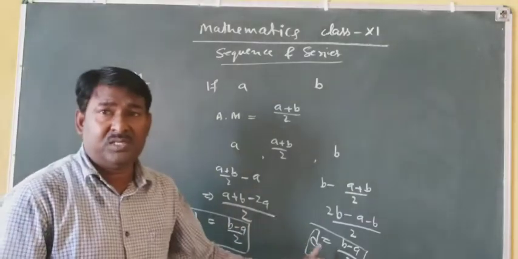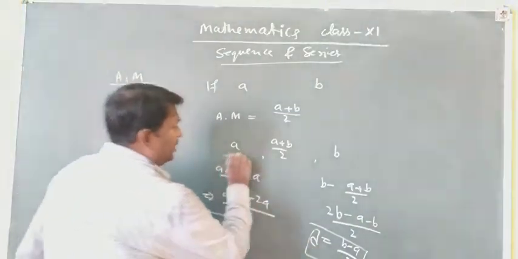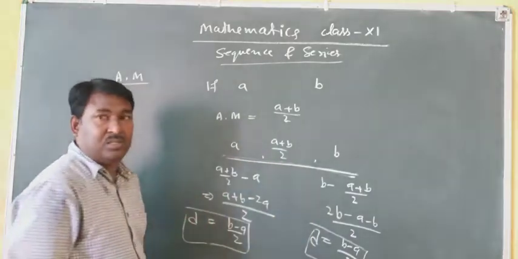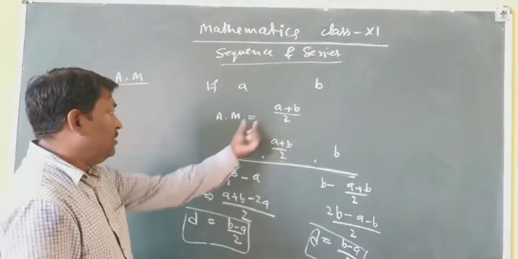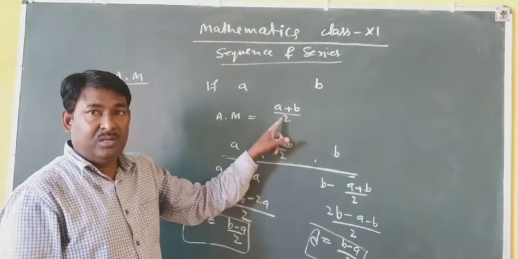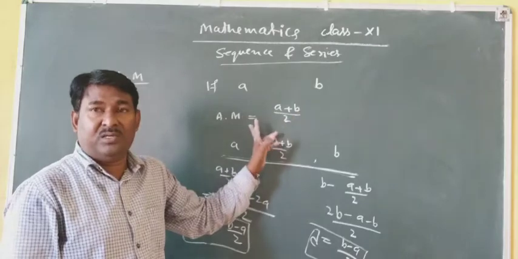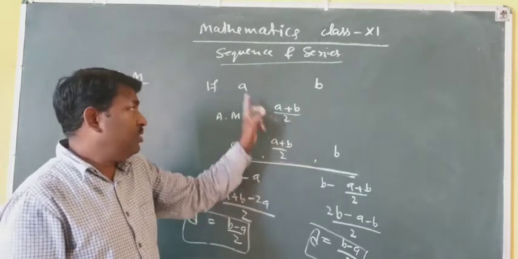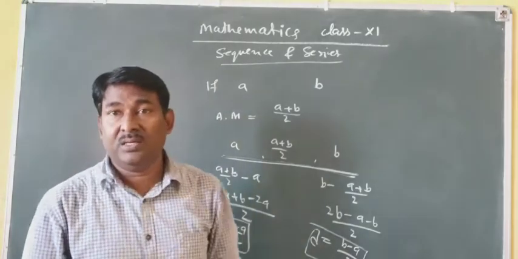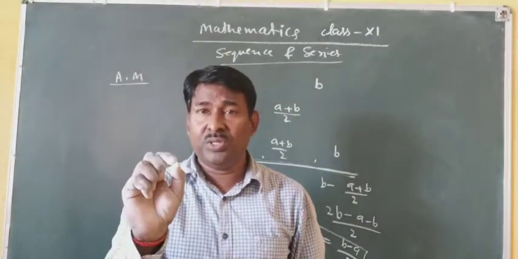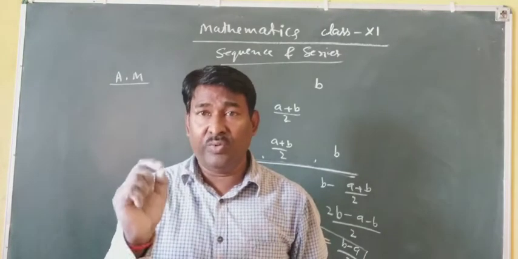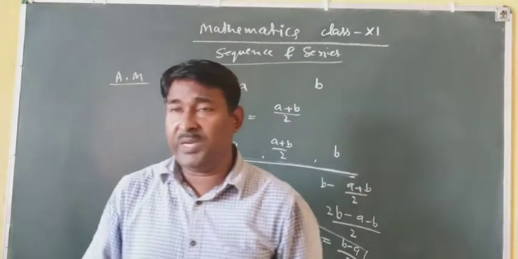Since the common difference is the same, these numbers are said to be in AP, and between these two numbers, this is the arithmetic mean. It means if two numbers are given, you can find their arithmetic mean by adding them and dividing by 2. But the question is, when you have to introduce more than one arithmetic mean between two given numbers, how will you introduce them? Let me explain.